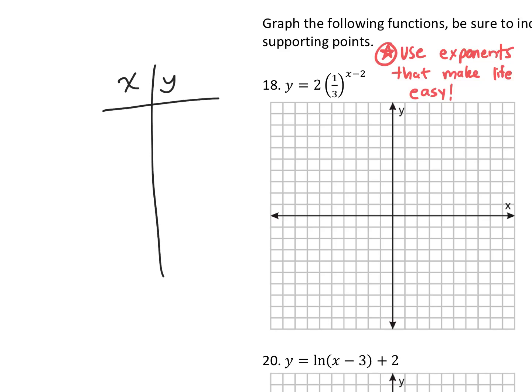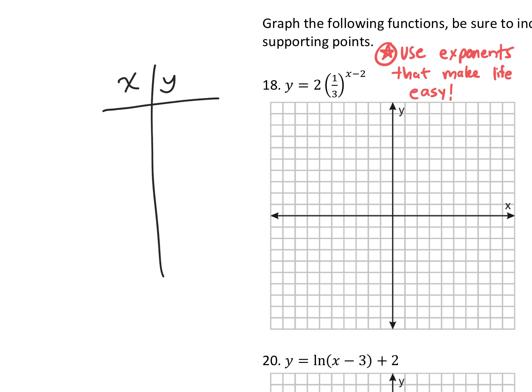Hey everyone, these are the graphing problems from our Unit 3 review. I had some requests on these, so I'll just talk through a few of them and how we want to approach these problems. So I'm going to start with 18. This is on the second page of your review.